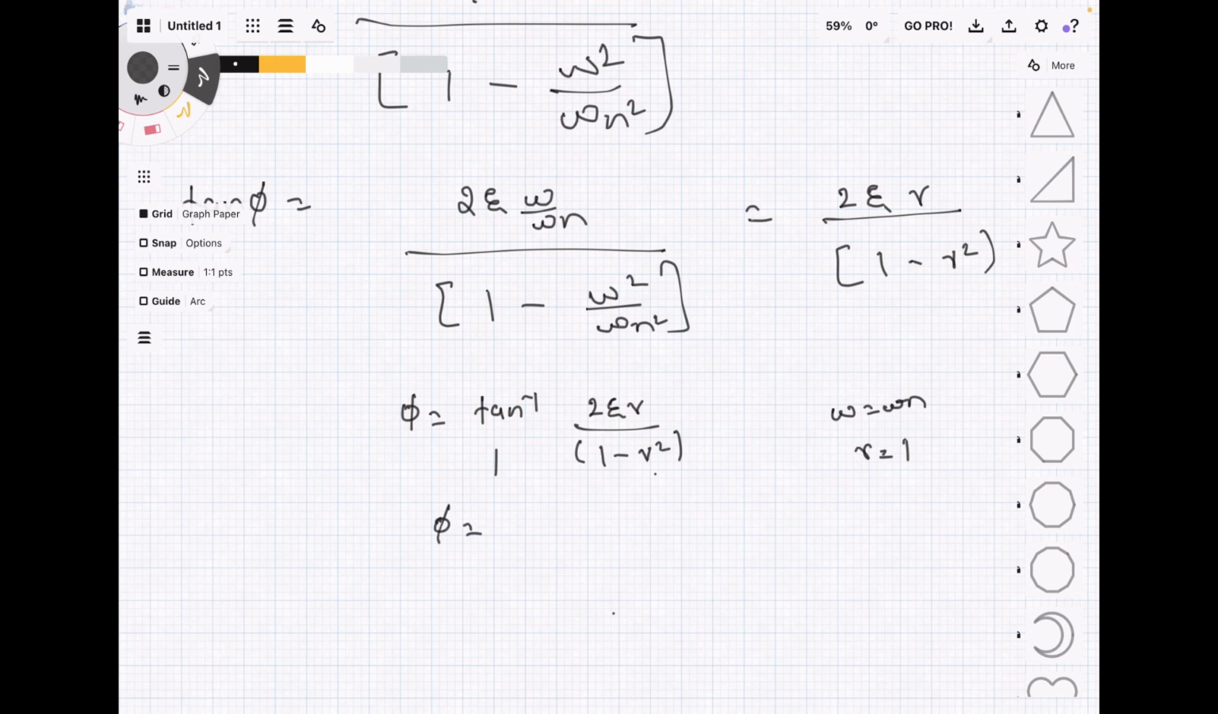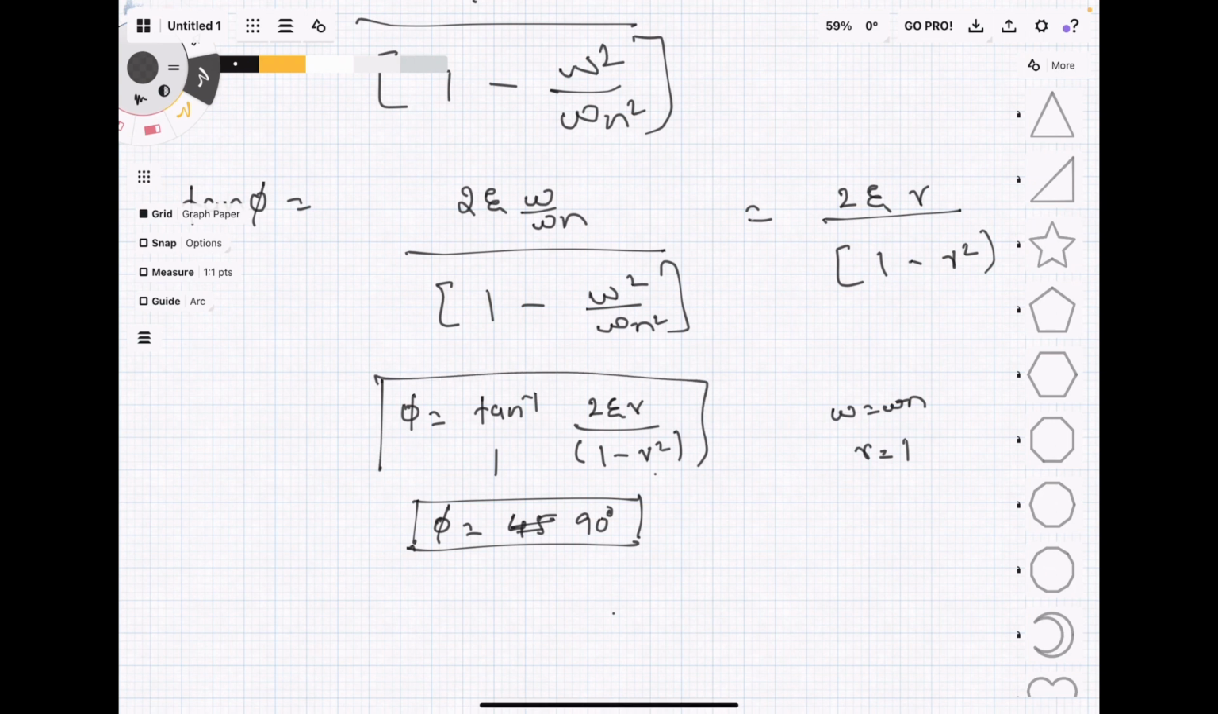So tan inverse infinity will be giving you... sorry, the angle will be 90 degree, not 45 degree. The angle will be 90 degree. So this is how we'll be solving the phase difference. This is the formula between the forcing function and the displacement.